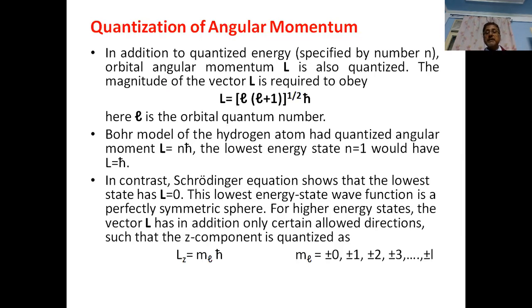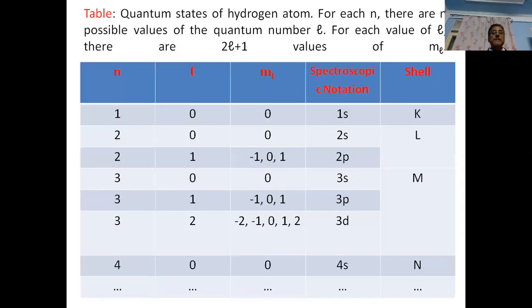This lowest energy state wave function is a perfectly symmetrical sphere. For higher energy states, the vector L has in addition only certain allowed directions such that the Z component is quantized, that is, L along the specified axis Z is ML h cross. LZ is equal to ML h cross.